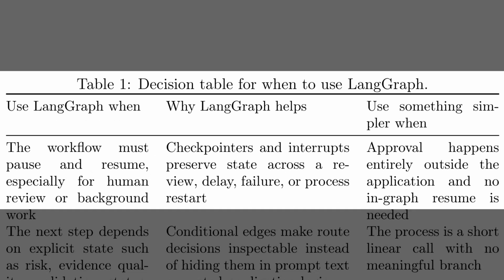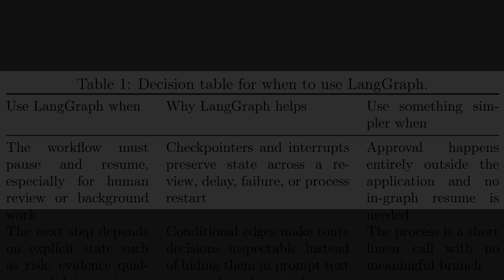Table 1 expands on these decision rules by comparing specific workflow requirements with their corresponding framework capabilities. The table header outlines when to choose LangGraph, why its mechanisms help, and when to opt for a simpler architecture. For example, if a workflow must pause and resume for human review, checkpointers and interrupts preserve state across delays, whereas external approvals require no graph state.